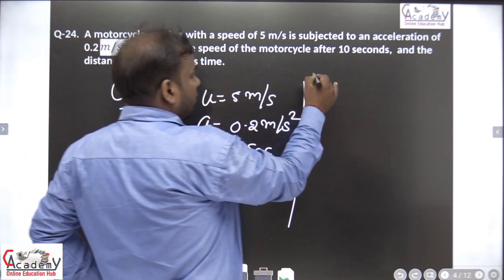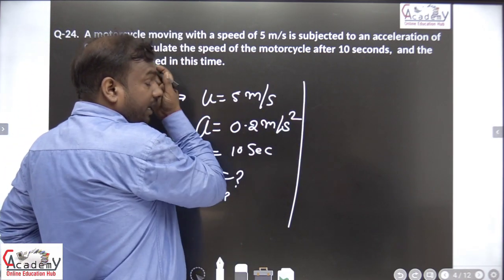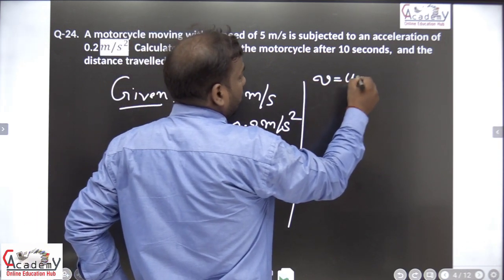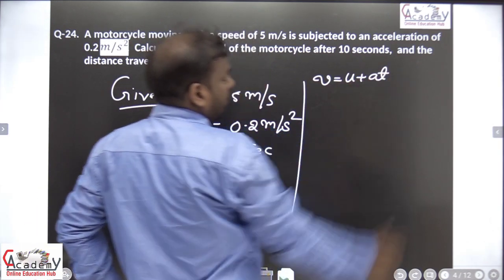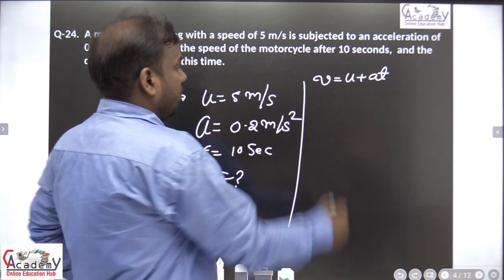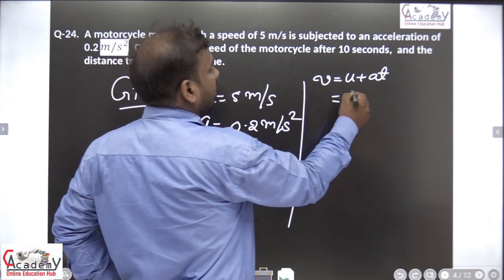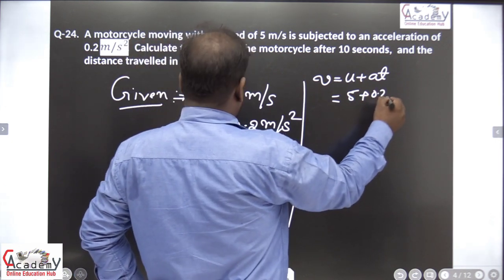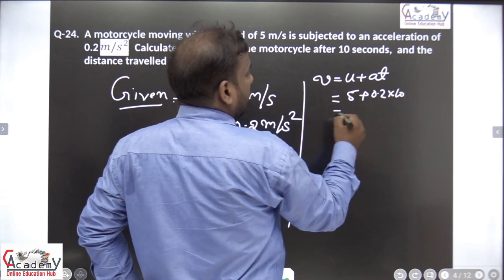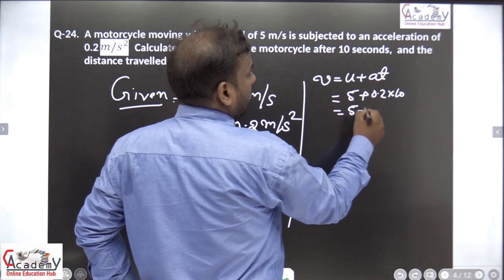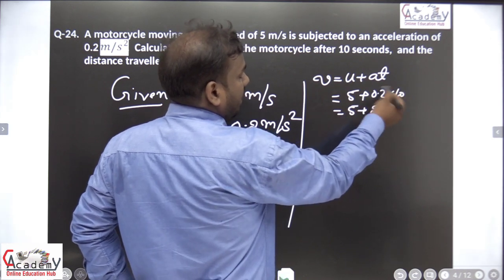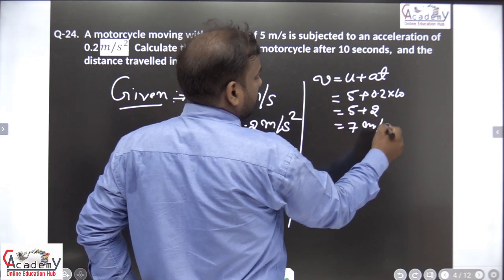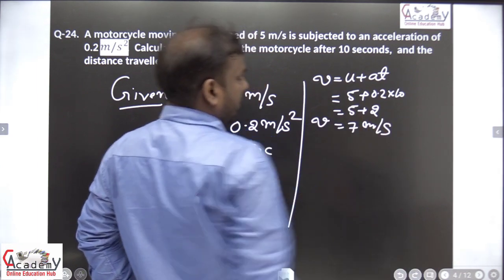So firstly, we try to find the final velocity. From the first equation of motion, v is equal to u plus at. What is u here? 5, plus acceleration is 0.2 and time is 10. So 5 plus 2, because 10 multiplied by 0.2 is 2, that gives 7 meter per second. That is the final velocity.